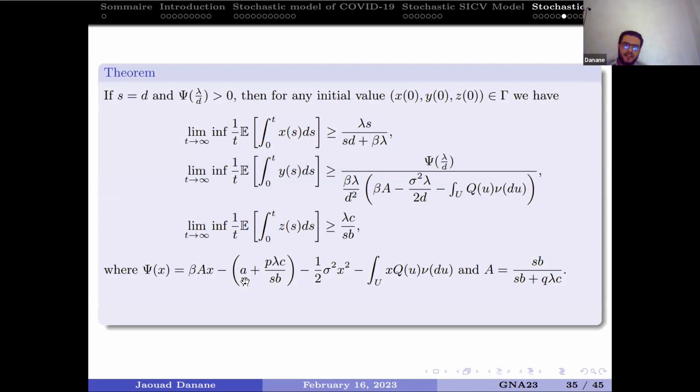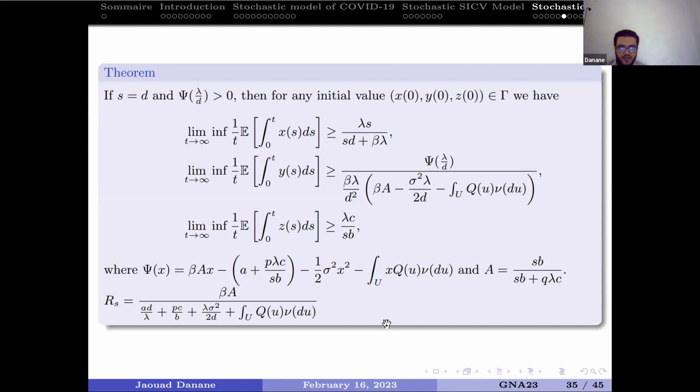About the persistence, if S equals D and Psi of lambda divided by D is positive, then for an initial value in the set gamma, we have the persistence in mean of the population of the uninfected cells, the free virus and the immune system, with the function capital Psi given by the following expression. We have an equivalence between Psi of lambda divided by D being positive and the parameter Rs being bigger than 1, and we can remark that in the expressions of R0 and Rs, if Rs is less than 1, automatically R0 is less than 1.